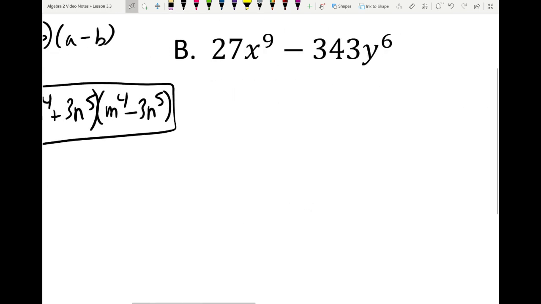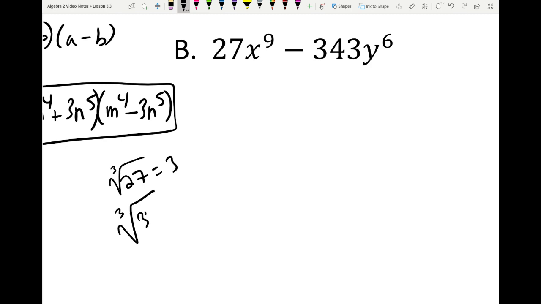So for part B, you can think of this as a difference. So you're going to be doing either difference of squares or difference of cubes, depending on whether they're perfect squares or perfect cubes. So 27 is a perfect cube because 3 times 3 times 3 is 27. If you don't know that, you could take the cube root of 27 on the calculator and you're going to get 3. You can also take the cube root of 343 on the calculator, and you would get 7. So 7 times 7 times 7 is 343.